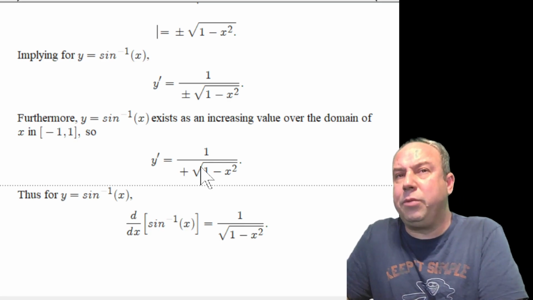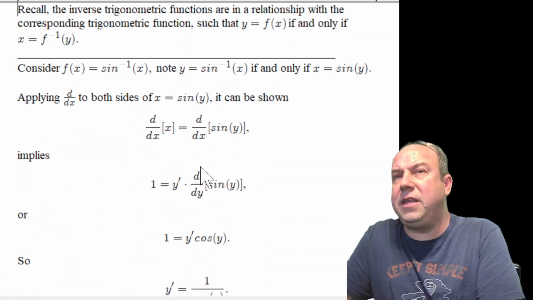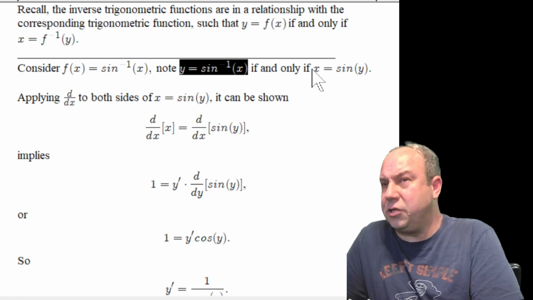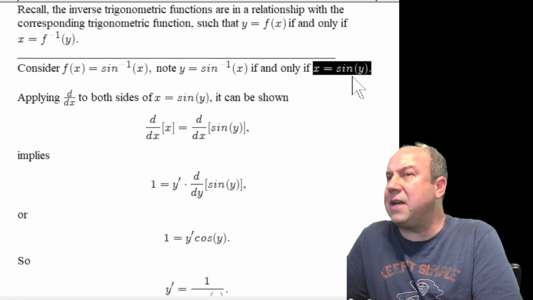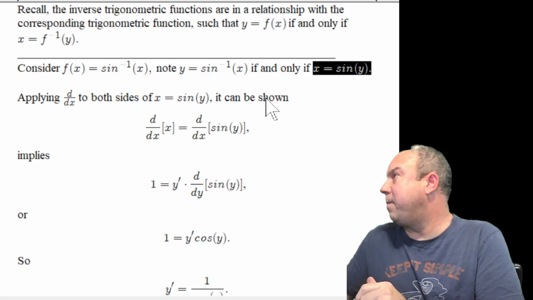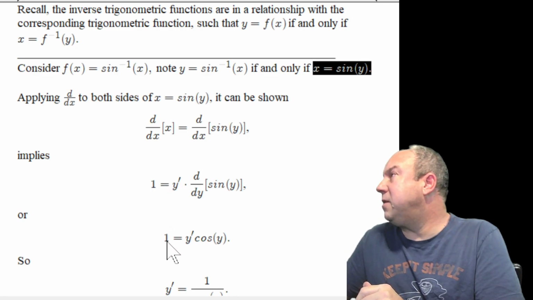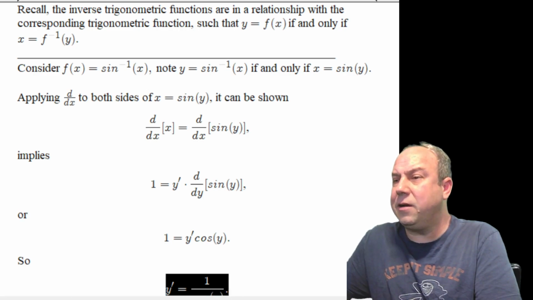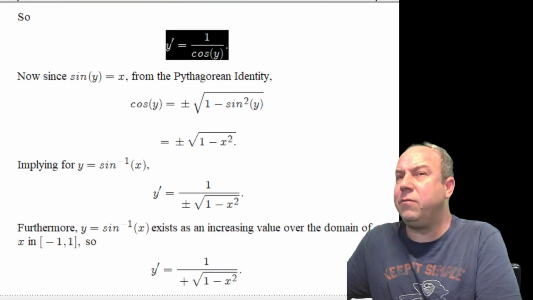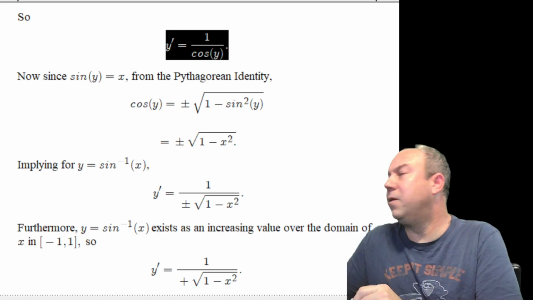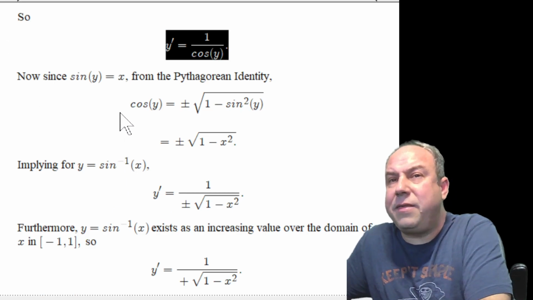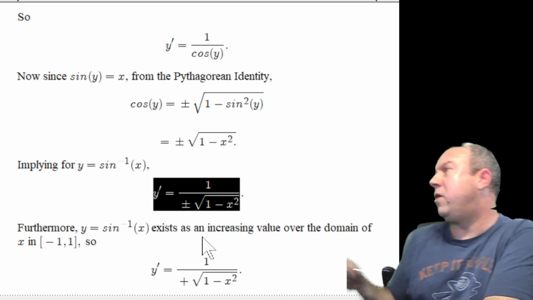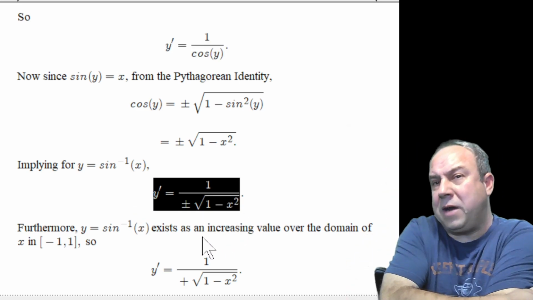Where with implicit methods, starting with the inverse of the sine inverse function, the function x equals the sine of y, through implicit methods, we're able to show that y prime is equal to this quantity down here, 1 over the cosine of y. We're using a little Pythagorean identity. We can narrow that down to say y prime is equal to 1 over plus or minus the square root of 1 minus x squared.